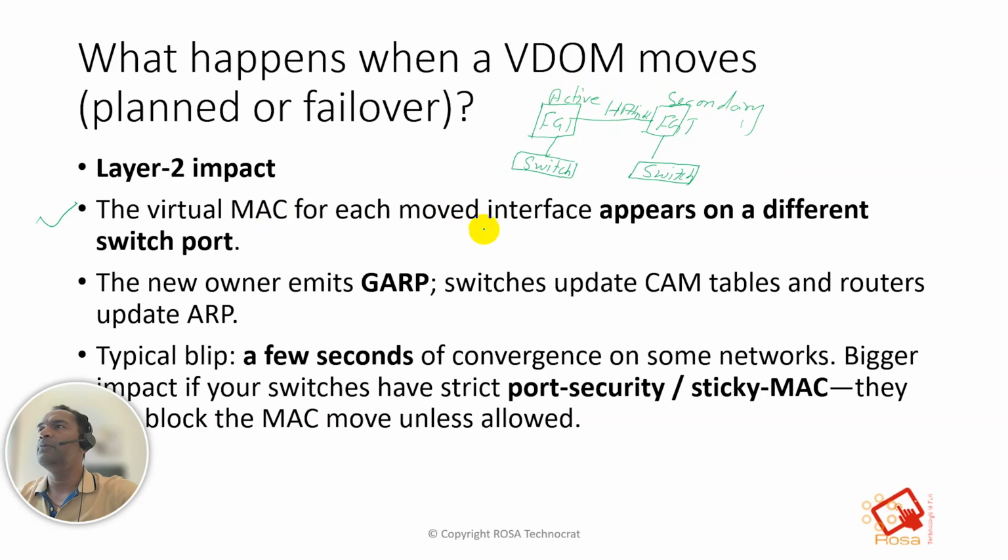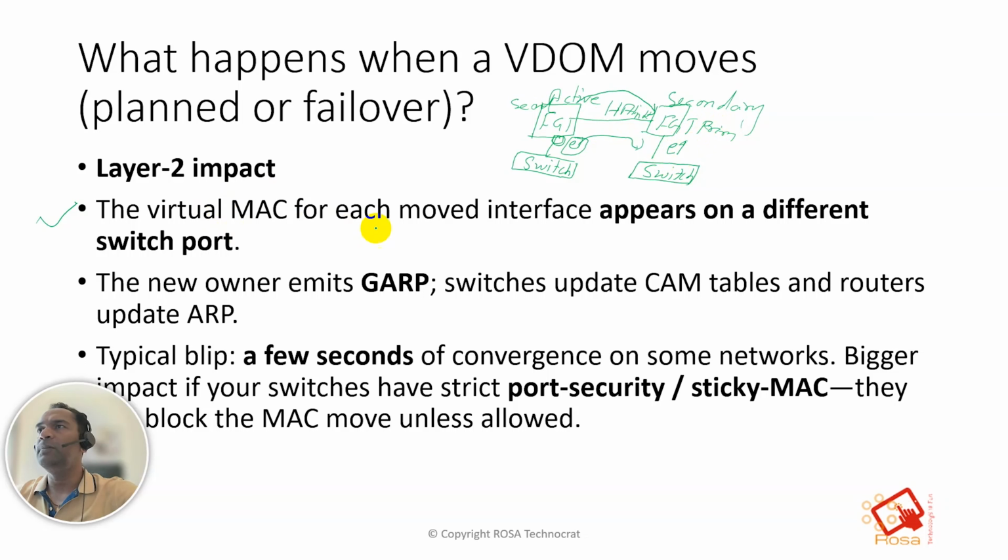The virtual MAC for each moved interface appears on a different switch port. Currently this is port 1. The virtual MAC is, let's say, E1 something hexadecimal. Now when this device moves or a failover occurs, this will become secondary and this will become primary. During this movement, this virtual MAC E1 will shift from here to this interface, because this device is now the primary device in the cluster.